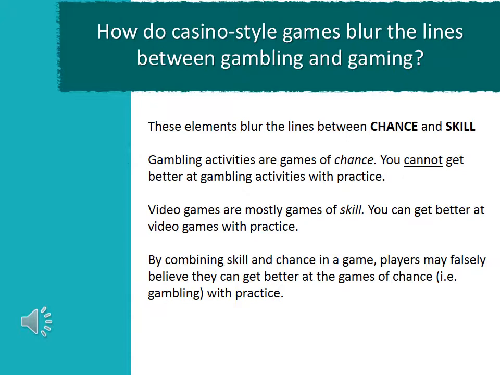Video games are mostly games of skill. You can get better at video games with practice. By combining skill and chance in a game, players may falsely believe that they can get better at the games of chance, i.e. the gambling activities, with practice.